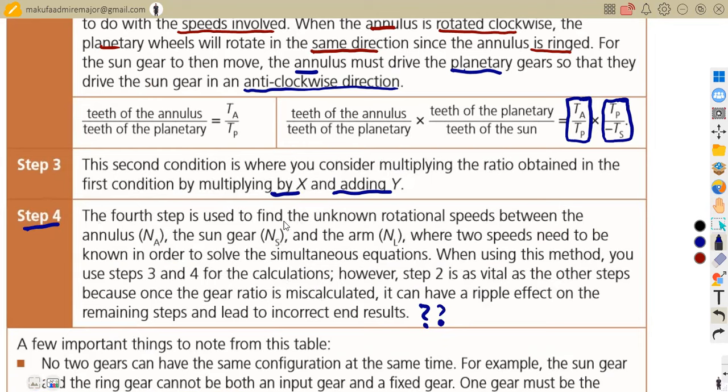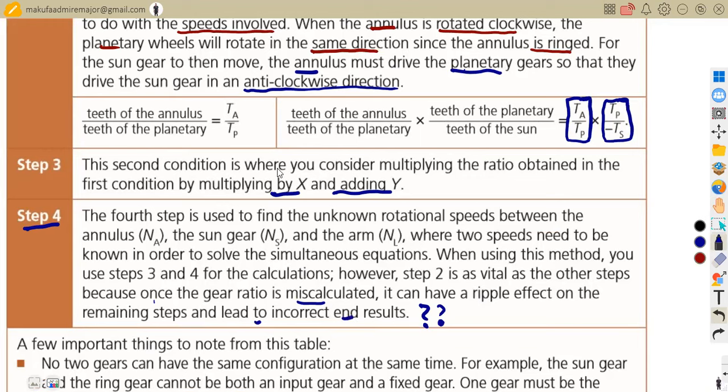So the further step is used to find the unknown rotational speeds between the annulus NA, the sun gear NS, and the arm NL, where two speeds need to be known in order to solve the simultaneous equations. So you need two speeds to be known. When using this method, you use steps 3 and 4 for calculation. However, step 2 is as vital as the other steps, because once the gear rotation is miscalculated, it can have a ripple effect on the remaining steps and lead to incorrect end results.